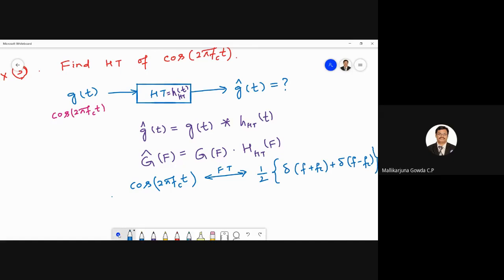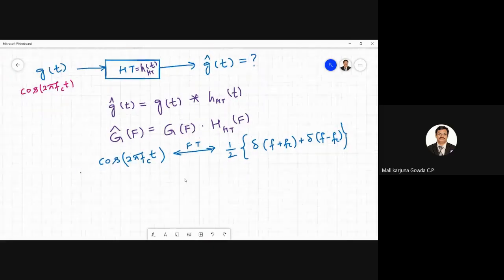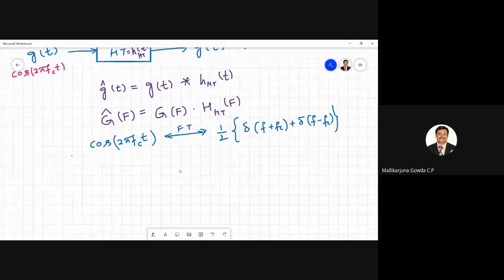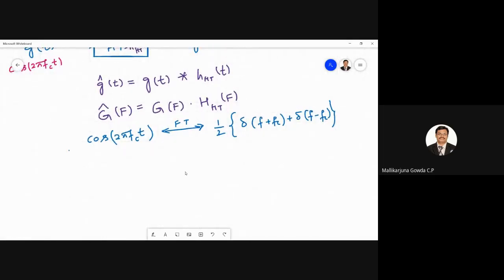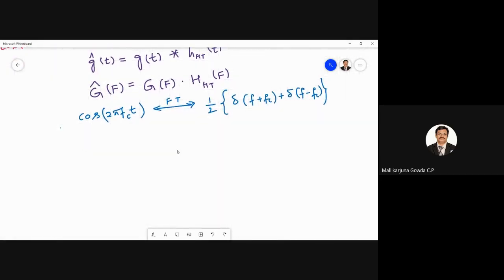Fine. So how do I represent this graphically? Basically I need to represent two impulse functions, one at fc and another at minus fc, with a magnitude of 1 by 2, right? Yes or no? Yes, sir.